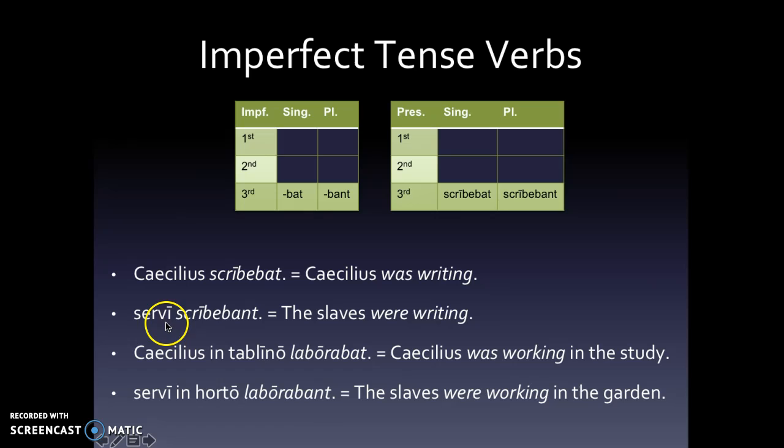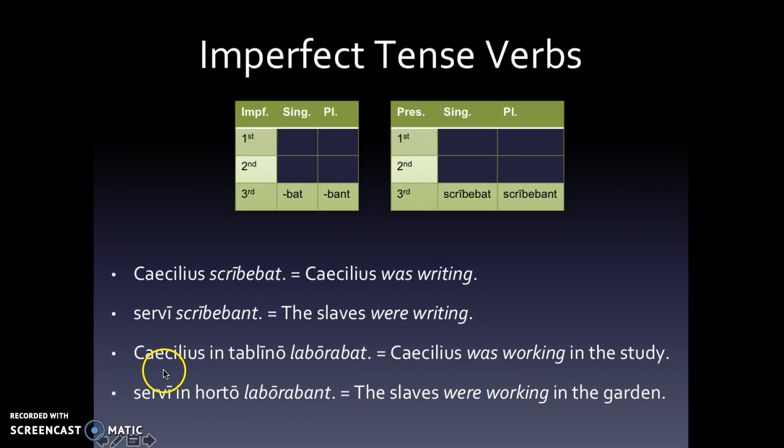All right, servi, scribebant. We have a plural subject. We have a plural verb. The BA indicates that we're looking at the imperfect. So the slaves were writing. This were plus the ing form of the verb tells us that it happened in the past over an extended period of time.